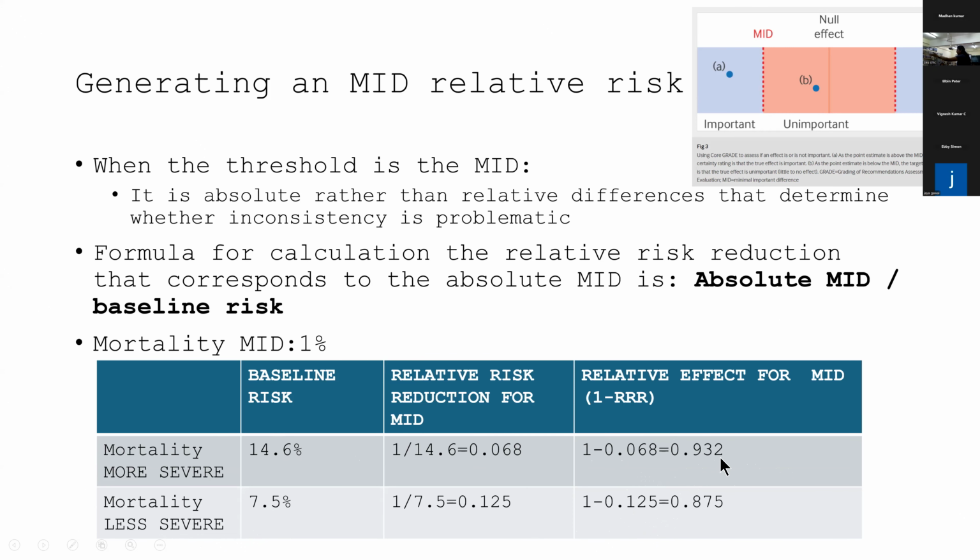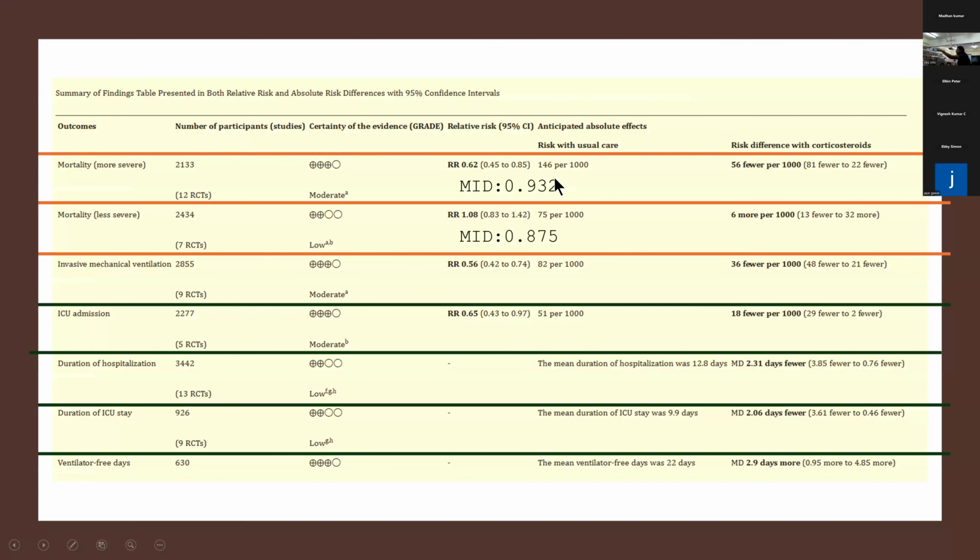So the final MID threshold is how much for severe pneumonia? 0.93. And for less severe pneumonia, it's 0.875. So now go back and look at the results. The MID for the first was 0.932. You can see that the confidence interval is lying at 0.45 to 0.85, which is less than your threshold. So will you downgrade for imprecision? You will not downgrade for imprecision.